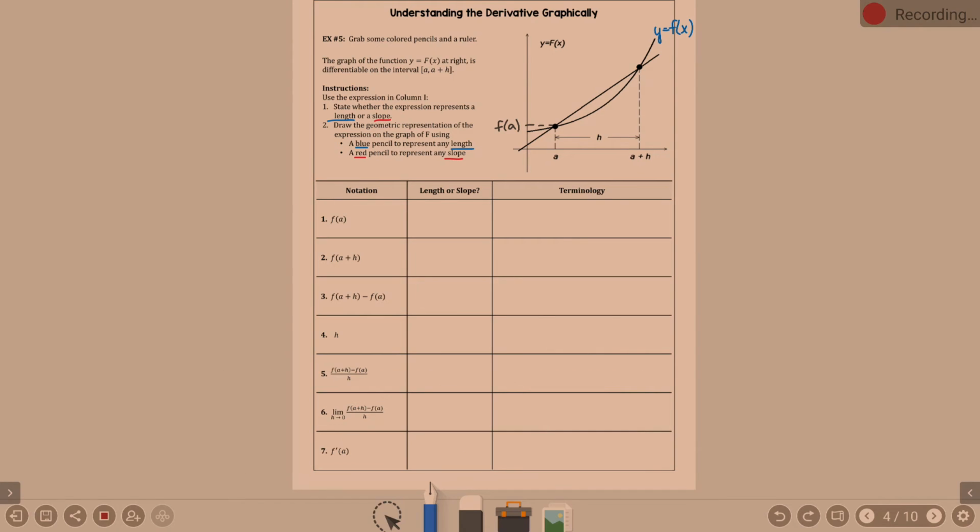because the idea is F of A is the height of the point. And I think, did I label it? No, I labeled it here. So F of A is the height of the point. And this is a length. Okay. And I'm going to label this little blue line 1 because this is problem 1. But the idea is the distance from 0 up to F of A, that's a distance, right? When we think length, we're thinking a distance.